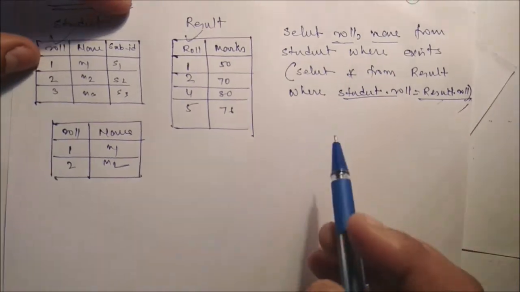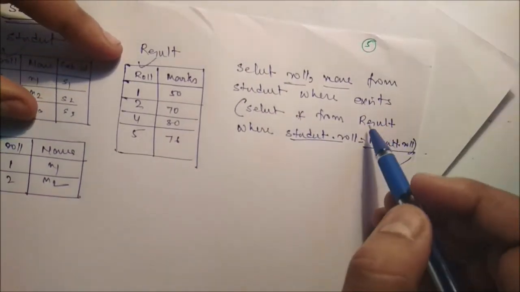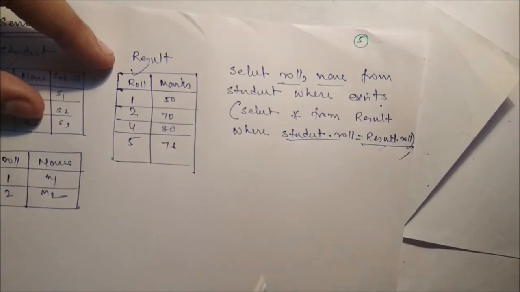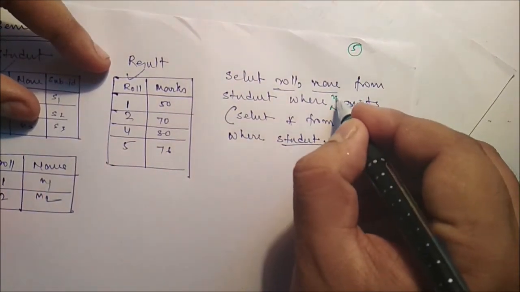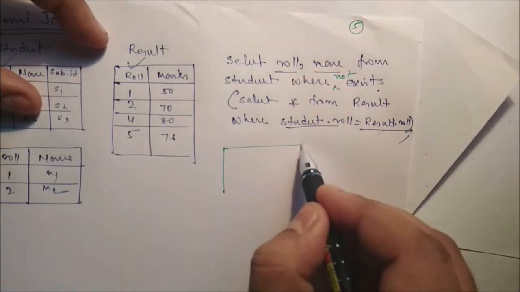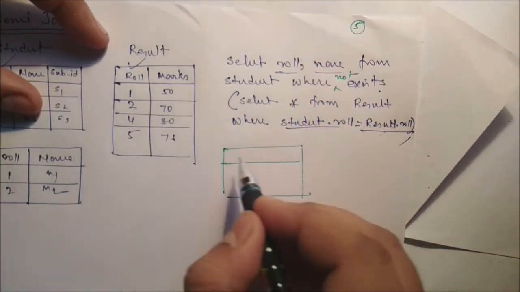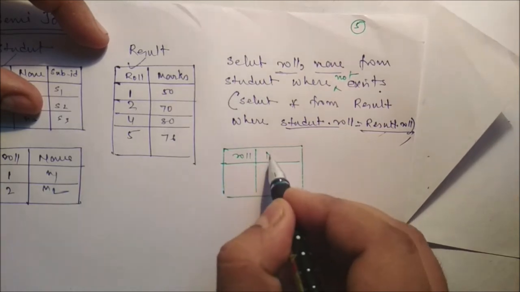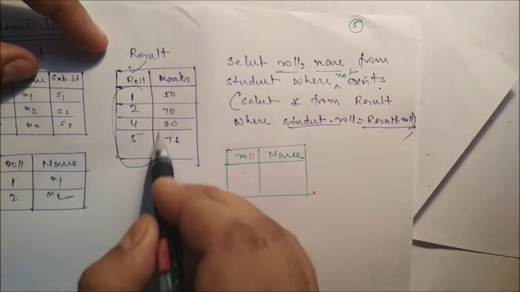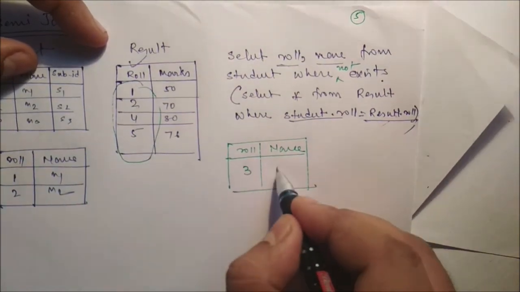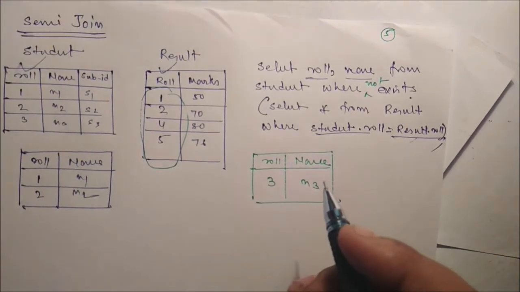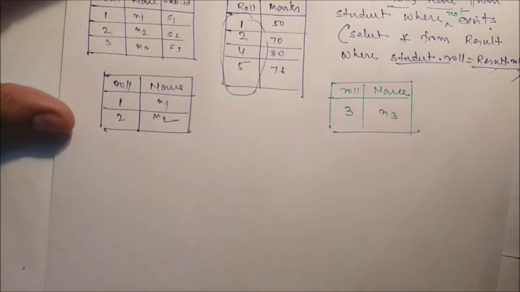Now similarly, instead of writing exists, if you write where not exists, in that case what will be the output? The output will be roll number and name. Only roll number 3 is not in the result table, so you write 3, and the name is M3. So this is our semi join.